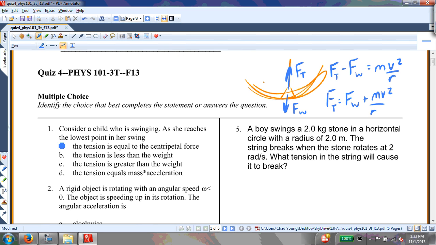The tension is equal to the centripetal force. Well, this is the centripetal force. The tension is definitely not equal to that. The tension is less than the weight. Actually, the tension is bigger than the weight because of this expression. The tension equals mass times acceleration. That's not true either.